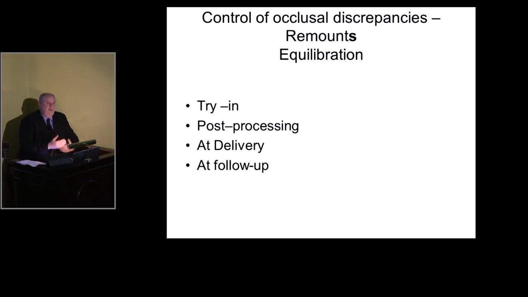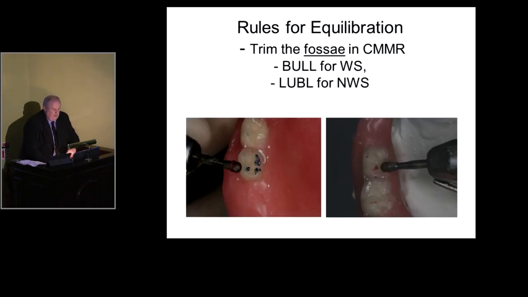How do we control occlusion? Well, we can do remounts, we can do equilibrations, and the times you might correct the occlusal problem are at the try-in, after you process the denture in the laboratory, at delivery of the denture, and if the person comes back and they have soreness on the ridges, not in the sulci, but on the ridges, it's very commonly an occlusal problem. So consider doing an equilibration. So what's the rule for equilibration? Where do I adjust? The red dot or the blue dot? It doesn't matter what color the dot is, it matters where the dot is.